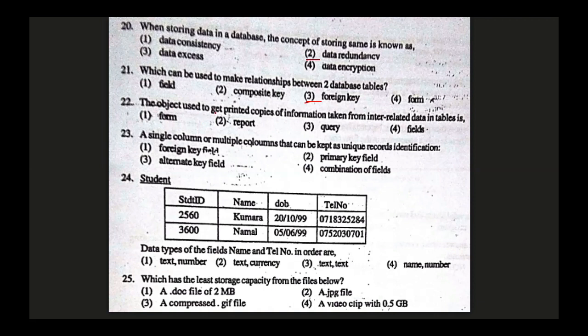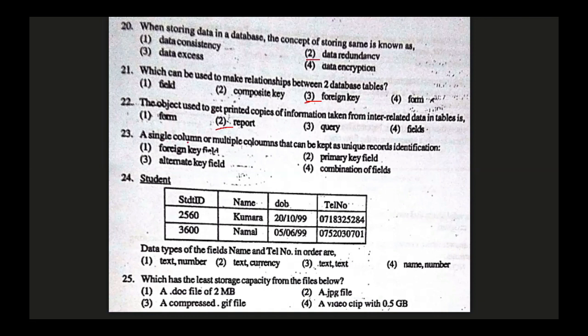Then 22, the object used to get printed copies of information taken from interrelated database tables. Yes, actually this report is the one we use to get the printed report. A form is used to input data. This is what we use here for the output.